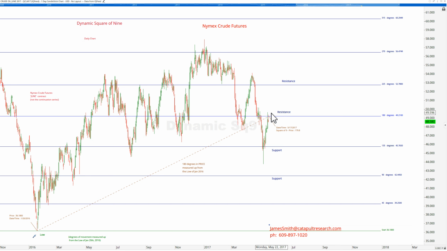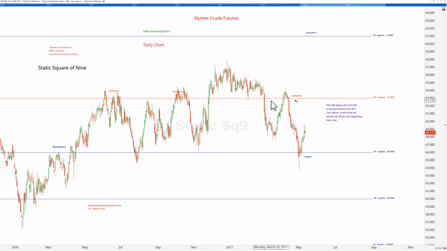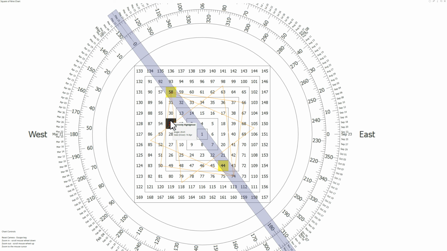So we can use the square of 9 measuring from highs or measuring from lows, not just measuring from the center. If you measure from the center, you get these lines like you see here. What you're doing with that is you're measuring from the center of the square of 9 and disregarding the highs and lows. You're just saying every time it moves 360 degrees, I'm going to draw a line here, 53. So in fact, 53, let's see if we can find it on here, 53 right there, 28, 11, these are all 360 degree lines. So that's where that comes from, and that's why it's called the static square of 9.